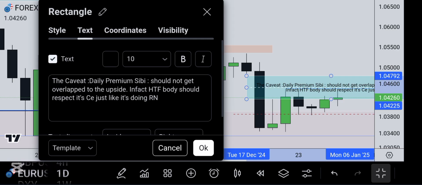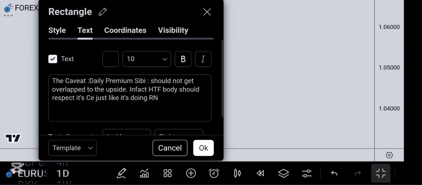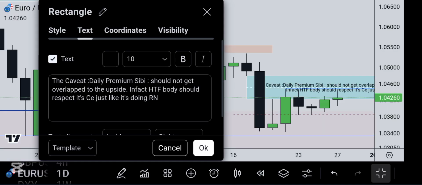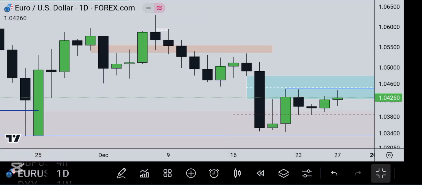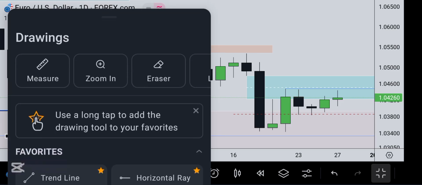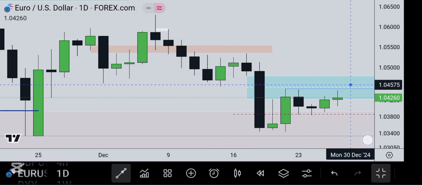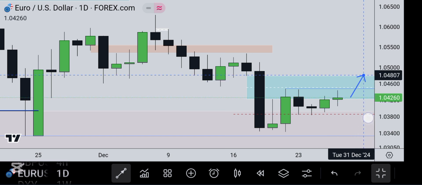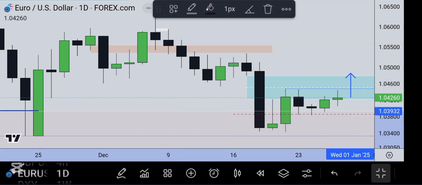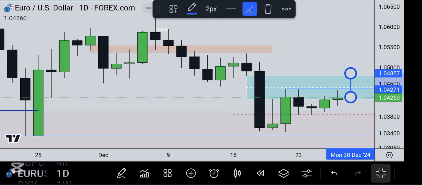I'll tell you what that means. In fact, a higher time frame body should respect its constraint, like it's currently doing. What I mean by that, I will explain right now. Overlapping is when you see a body, just a body, on the higher time frame, I told you the 4 hour or daily time frame, just close above this. This is an overlap. This is what I don't want to see. You don't want to see that.